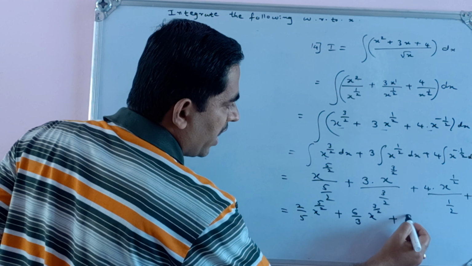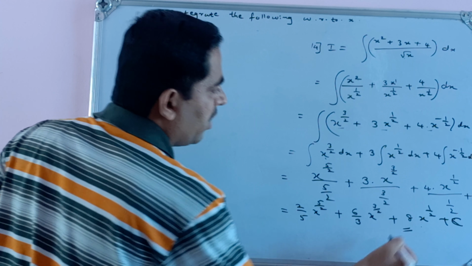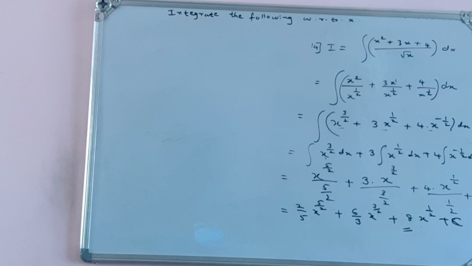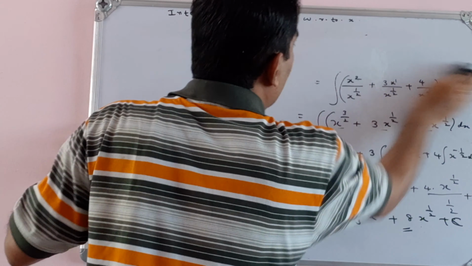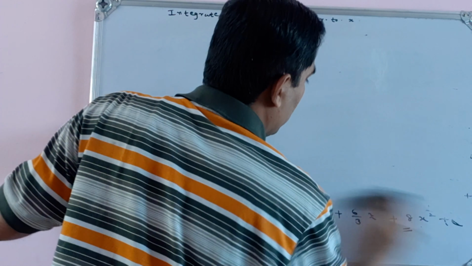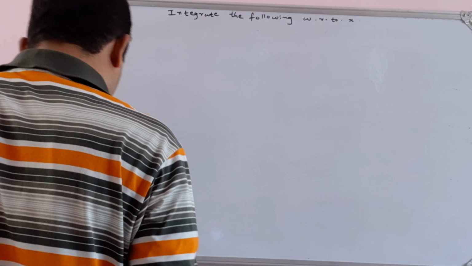this 2 comes to the numerator, 2 4s are 8. So 8 x to the power of half plus constant of integration. So we can do the integration like this. Okay, so this is the 14th one. Then let me go for the next one.